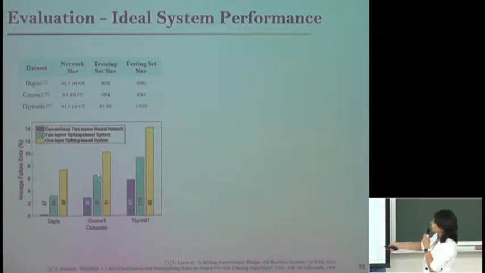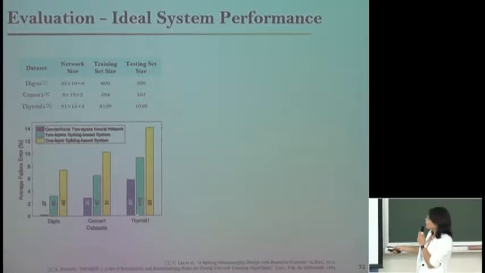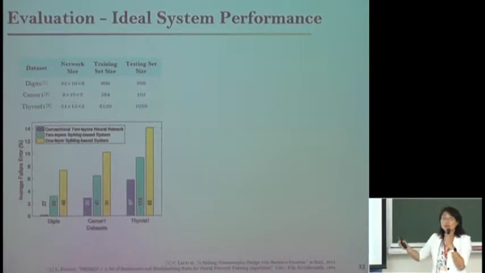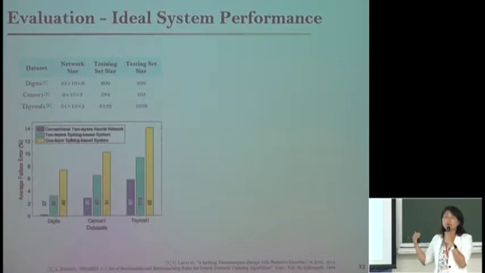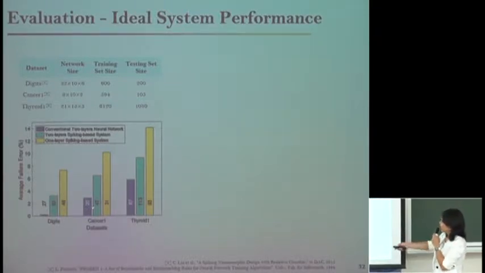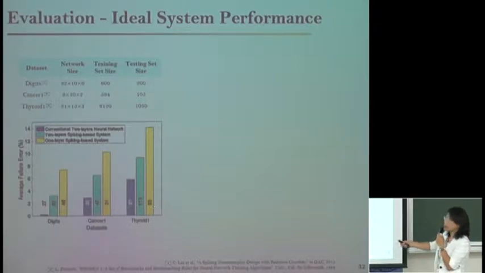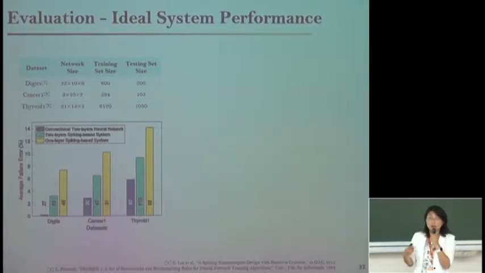Two-layer spiking-based systems are represented by the light green bar over here, and one-layer spiking-based systems by the yellowish bar. More levels in the network can represent more knowledge of the information, and therefore have a better recognition rate. Those numbers represent the training epochs, meaning how many iterations it takes for training to converge. As you can see, the two-layer design usually requires more iterations to converge in order to learn that knowledge.